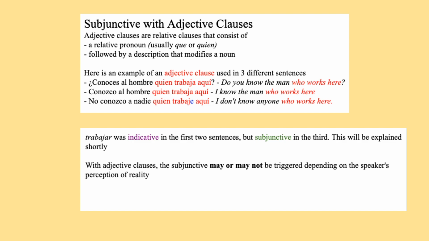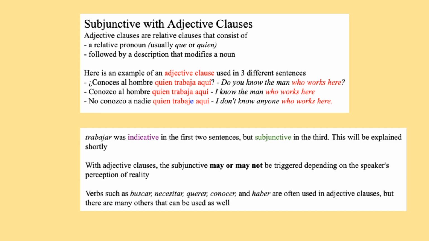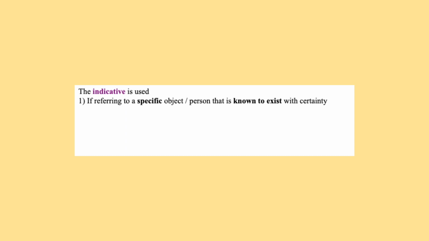So with adjective clauses, the subjunctive may or may not be triggered. It depends on the speaker's perception of reality. And oftentimes we use verbs like buscar, necesitar, querer, conocer, and haber in these types of adjective clauses, but there are many other verbs that can be used as well. In adjective clauses, we use the indicative when referring to a specific object or person that does exist with certainty.